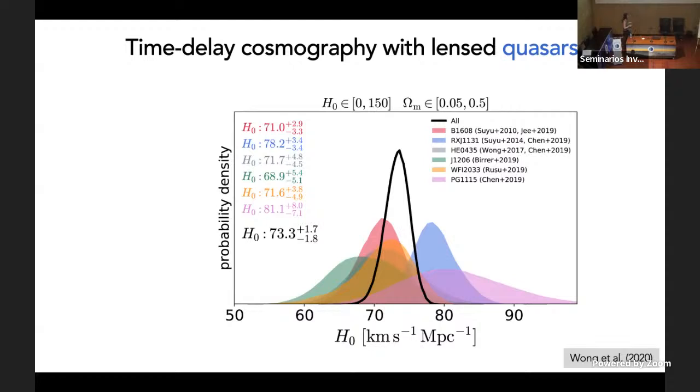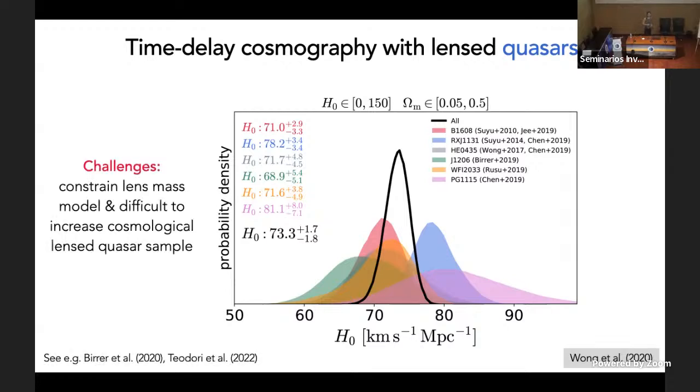And the resulting value, 73.3, is very precise, and it agrees with the other local measurements that I showed before. Okay, so maybe we're done here, right? Well, not quite, because there are a lot of challenges involved in using lensed quasars for cosmology. So first of all, it's really difficult to accurately constrain the mass model, and there are degeneracies involved that are hard to get rid of.